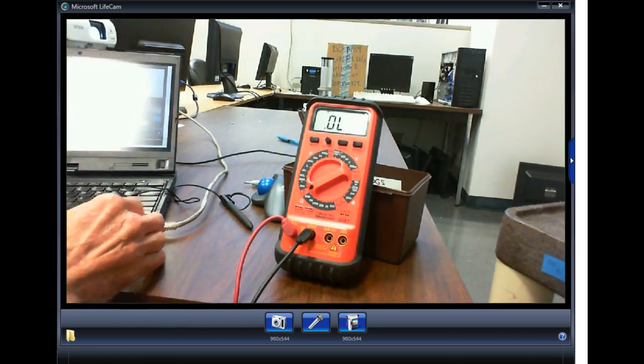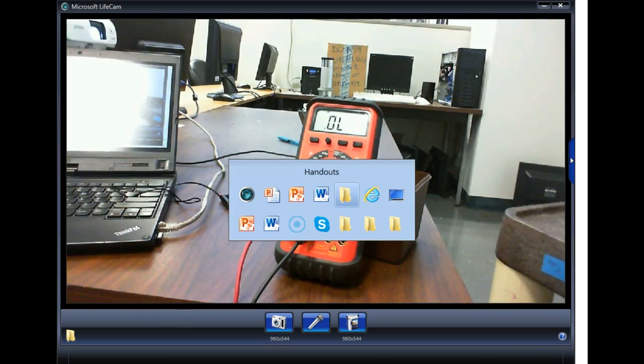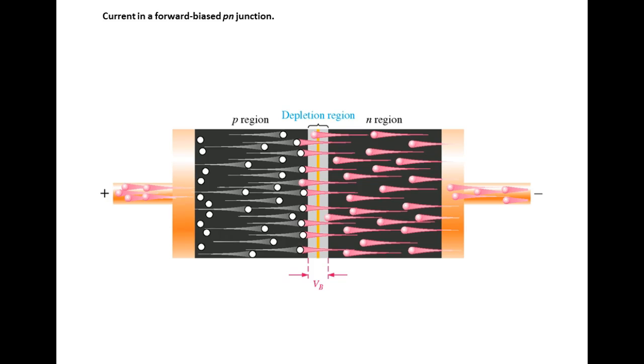So that's the diode. Could also be used as a weapon. Yeah. You know, Charles Bronson in Death Wish, he used a sock full of quarters. That would have probably been better.